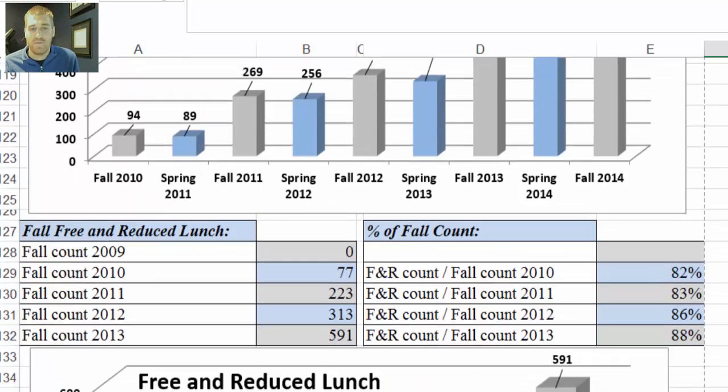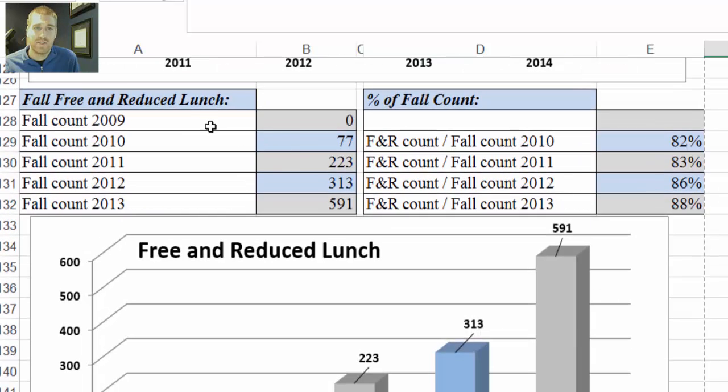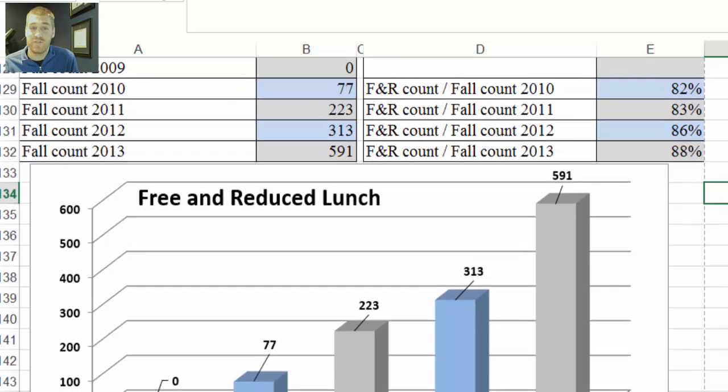As we move down, this is the free and reduced lunch count. Again, these are all from CEPI, and then this is the percentage of free and reduced lunch count. This takes the count over here and divides it by the corresponding fall count. So this takes the total, this 77, divides it by the fall count for 2010, and that's where this percentage comes from. And then below that is the graphical display of the free and reduced lunch counts for the visual people.